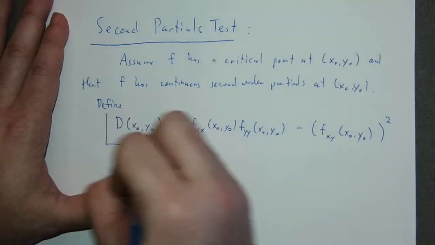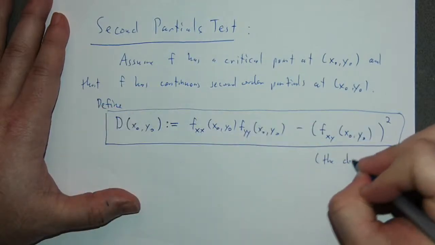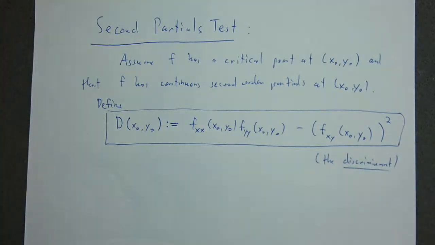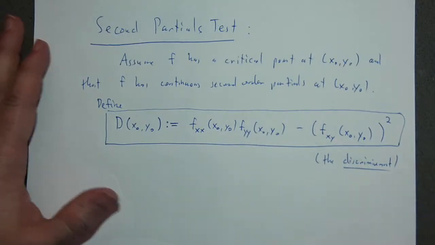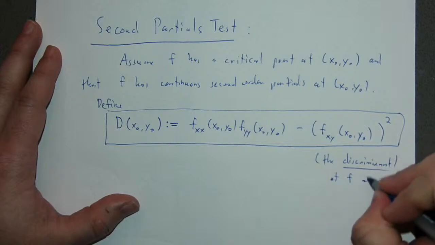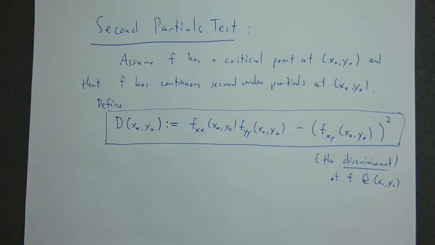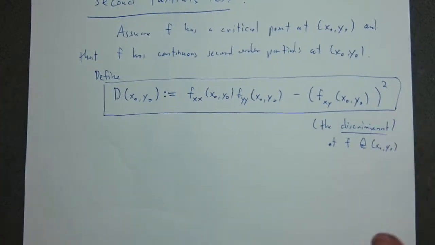This is called the discriminant. Okay. So this is called the discriminant of f at a point, right? Since it depends on f, then, this is the discriminant of f at x naught, y naught. Okay. So I define this thing. I compute this thing at any critical point that I care about. And then I have 3 cases, really 4 cases.